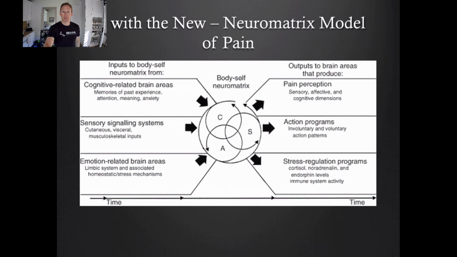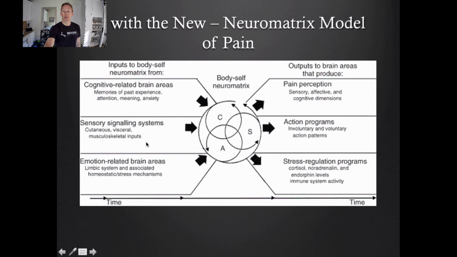Basically, you've got inputs here on the left, and then you've got outputs on the right. And you've got this body self neuromatrix in the middle that's sort of spinning. These inputs are coming in, so we've got cognitive related inputs like memories of past experiences, our attention to the situation, what it means to us, and we'll talk about that more later. It's a really important one. Any anxiety that we might have going into the situation. We've got emotions down here, emotional type factors, the emotions that are going on at the time, stress, again, maybe anxiety, depression, things like that.